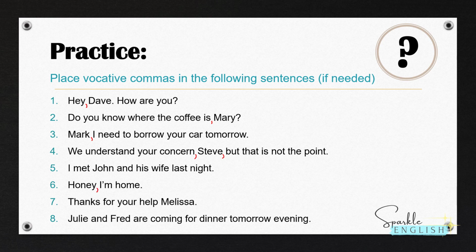We have a vocative at the beginning of a sentence, so we use a comma after honey. Number 7, thanks for your help, comma, Melissa. Again, we have the vocative at the end of the sentence, so we place a comma before Melissa. And finally, number 8, Julie and Fred are coming for dinner tomorrow evening. We do not need a vocative comma because we are not talking to Julie and Fred, we are talking about them. So they are part of a complete sentence. We do not need the vocative commas.